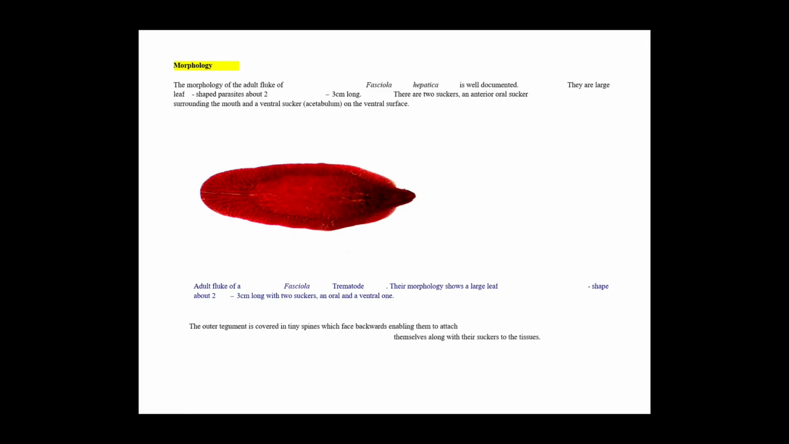And the outer tegument, or cover or membrane, of this parasite is covered in tiny spines which face backward, enabling them to attach themselves along with their suckers to the tissue. The oral sucker and ventral sucker, with the spines that cover the tegument, help this parasite attach to the infected tissue. So its function is for attachment purposes.